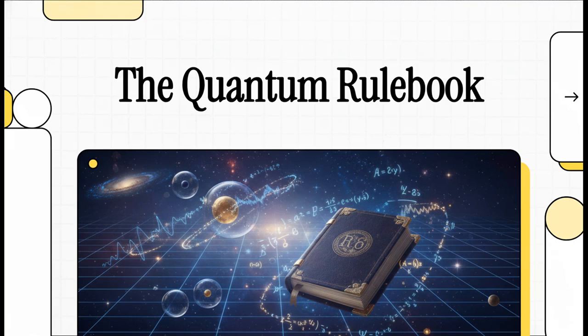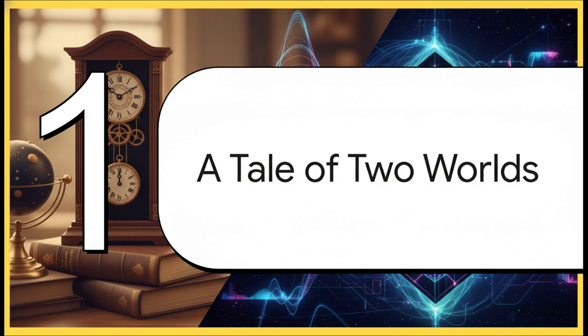Today, we're doing something pretty wild. We're opening up the official rulebook for the universe itself. We're diving into Chapter 4 of R. Shankar's classic, Principles of Quantum Mechanics, to break down the fundamental rules, the postulates, that govern reality at its very smallest, weirdest scales.